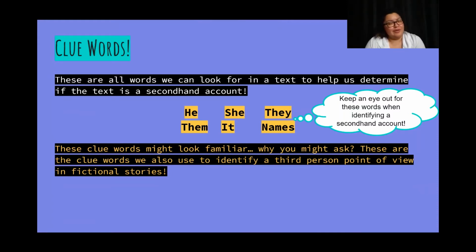And these clue words might look familiar because we learned them earlier in the week, right? These are the clue words that we also use to identify a third person point of view in fictional stories.